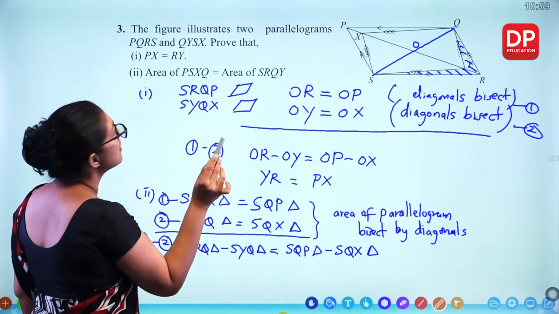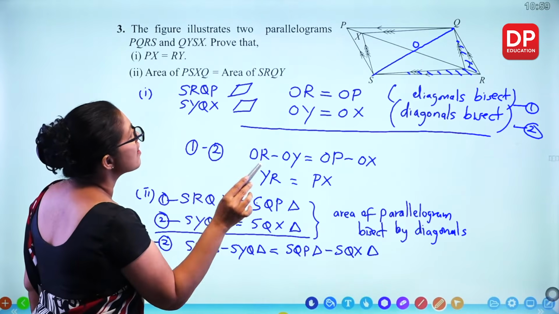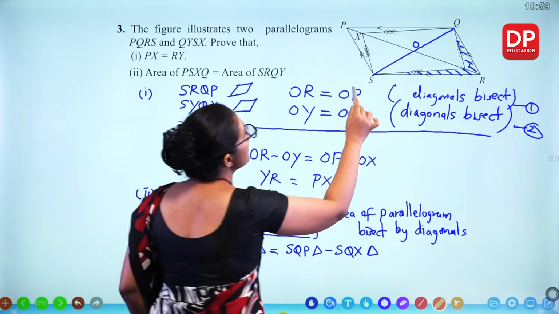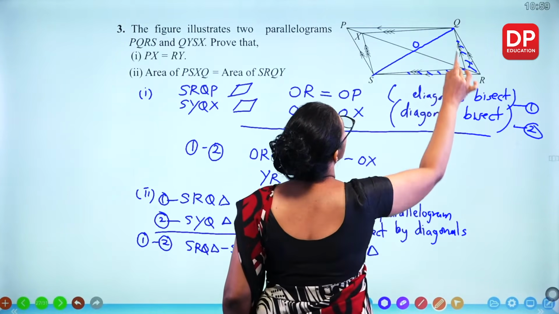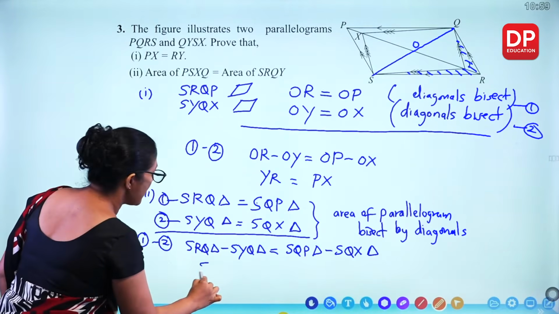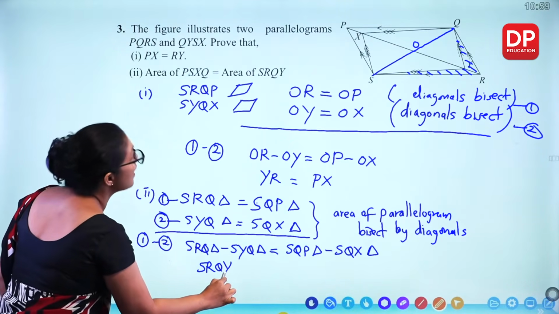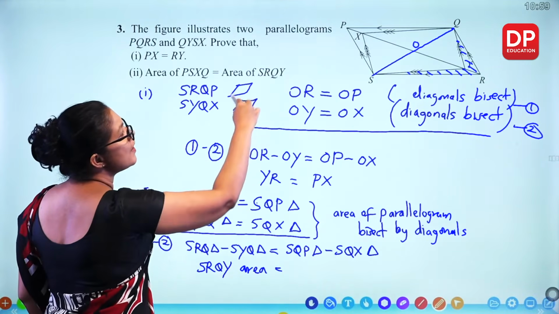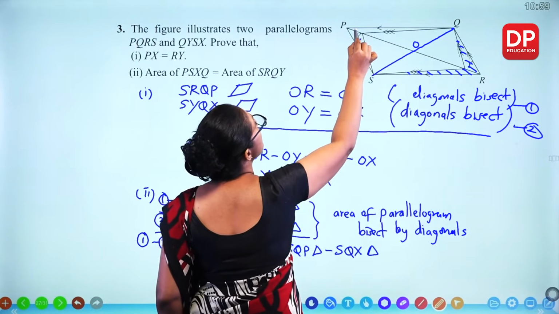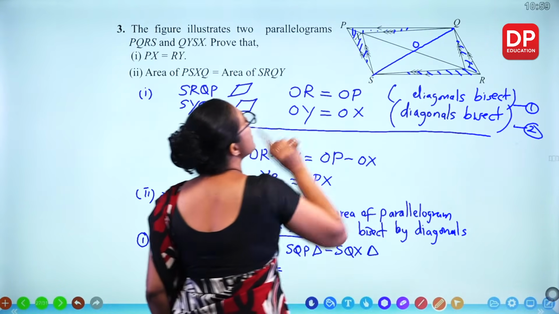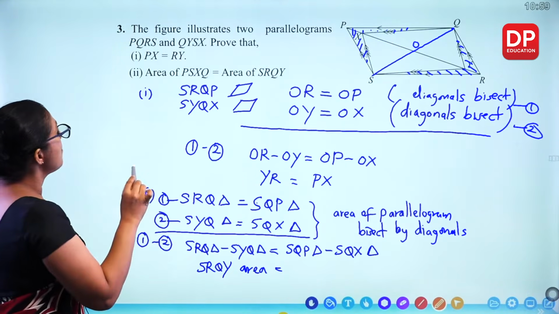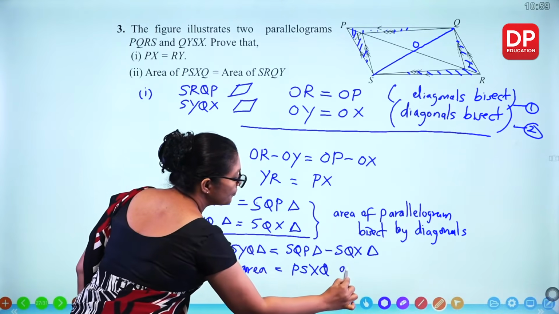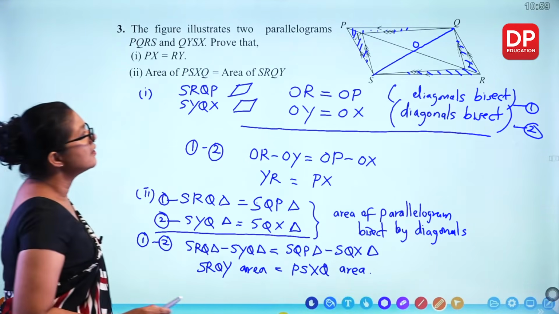We can start with SRQX. SRQY. So this is SRQY area. When you subtract the other way round, you get this area. So this area is PSXQ. So those two are equal.